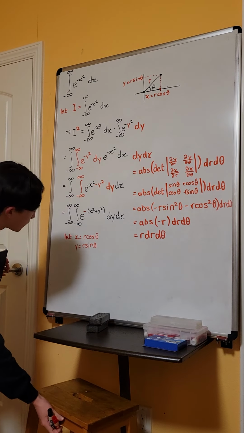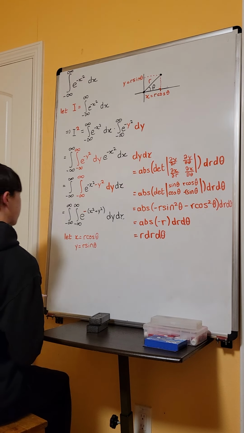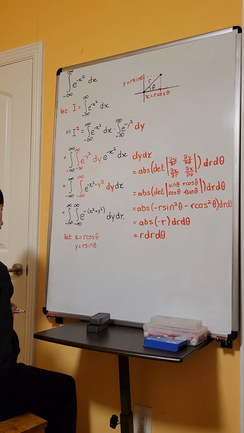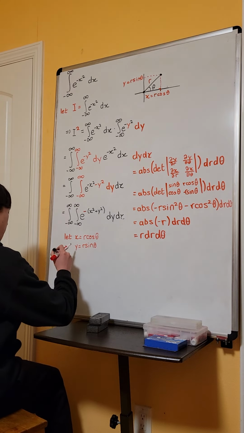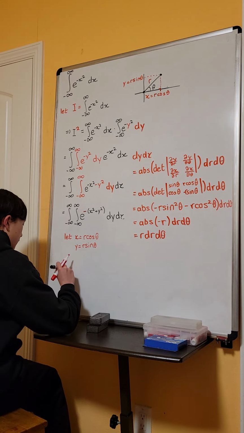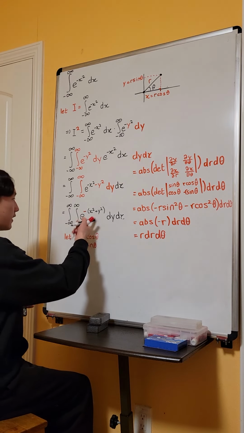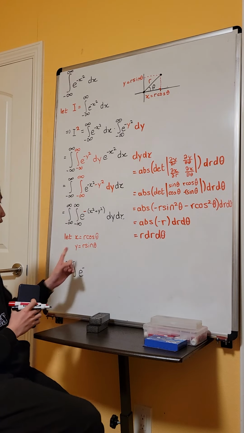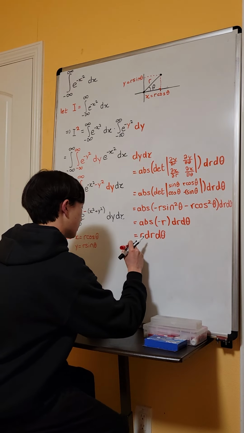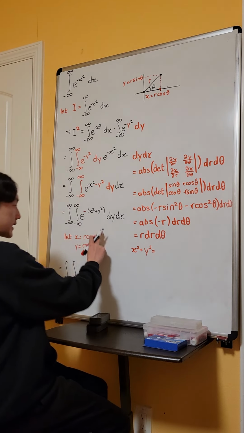Okay, the bounds are a little bit more finicky. Let me think about how you would actually do this. Okay, you know what, it's fine. So, let's plug this all in. The bounds, well, they're finicky, right? So we're going to leave them for now. You have your integrand, e to the negative x squared plus y squared. Well, x squared plus y squared is equal to this guy squared.